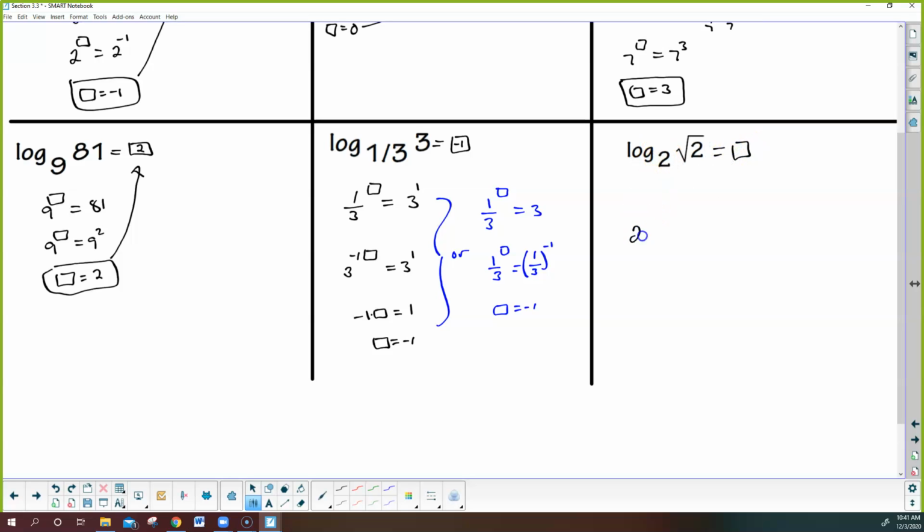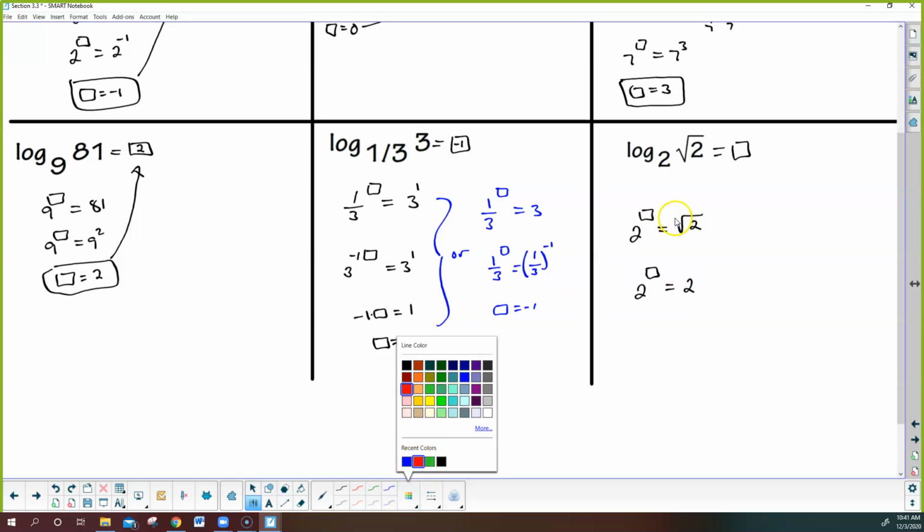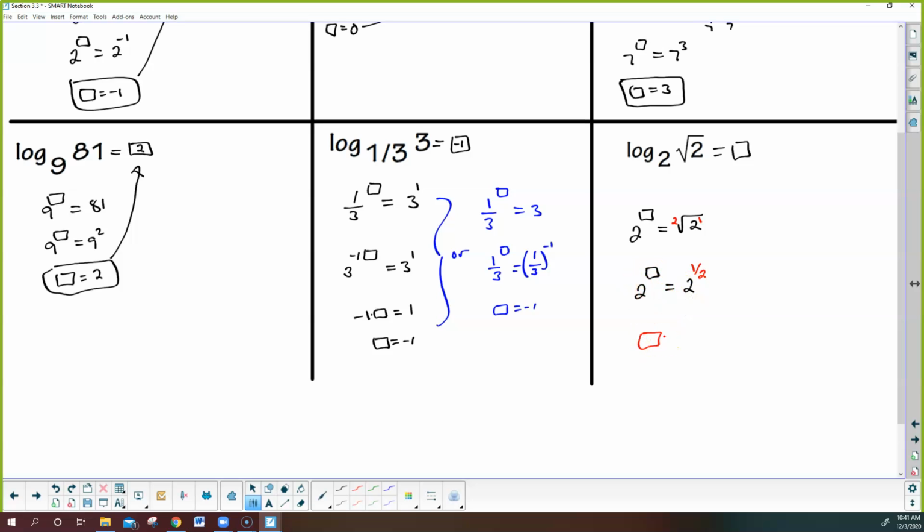So I have a base of 2 to the power of something gave me the square root of 2. Well, I want to get this so it has a base of 2. Well, we know that another way to write the square root is there's always the index number of 2 there. So I can rewrite this as an exponent of 1. So 2 to the first power, and then the square root is the same as 2 to the 1/2. And now I have the same base, which means the answer is 1/2.